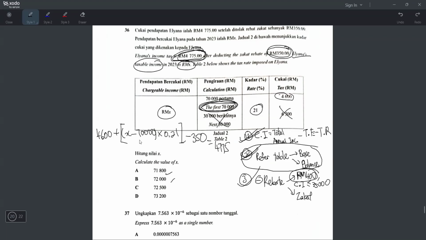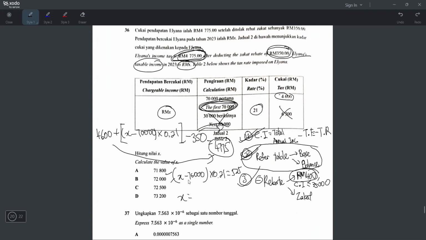Okay. First thing I will move is this over first, and this, right? So I will press 4775, minus becomes plus, right? So 4775 plus 350. And then the 4600 becomes minus. So minus 4600. Okay, I pressed my calculator already. My calculator gives me 525, right? So now here I write X minus 70,000 times 0.21 equals 525. And how did I get the 525? I just press 4775 plus 350 minus 4,600.